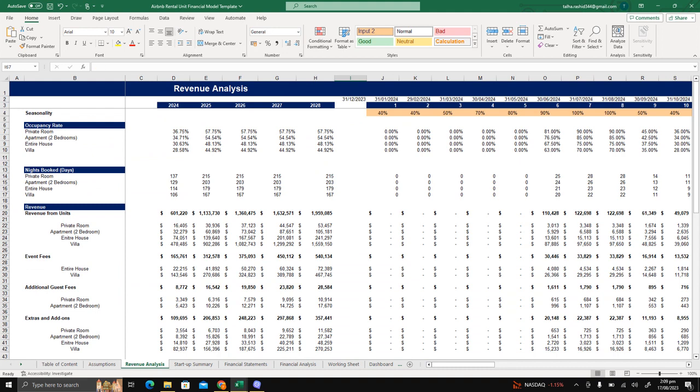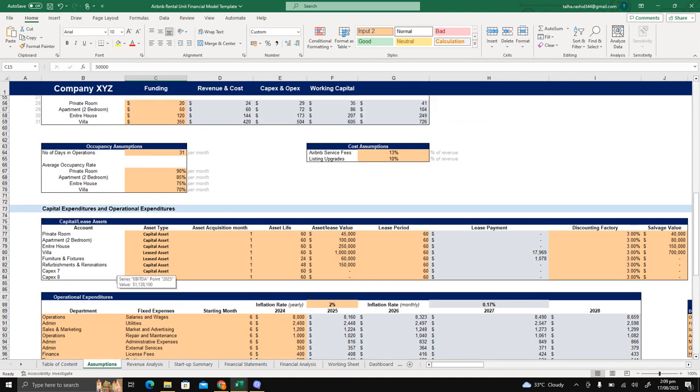Coming towards the revenue analysis over here, you can see that the revenue analysis tells you about the occupancy rate of the rooms or the units, the nights booked per day. As you can see over here, it shows 25. This means the number of days in a month that a unit is being booked. It says 90%, over here it says 87%. If we change this, this is specifically linked in the assumptions with the occupancy assumptions.